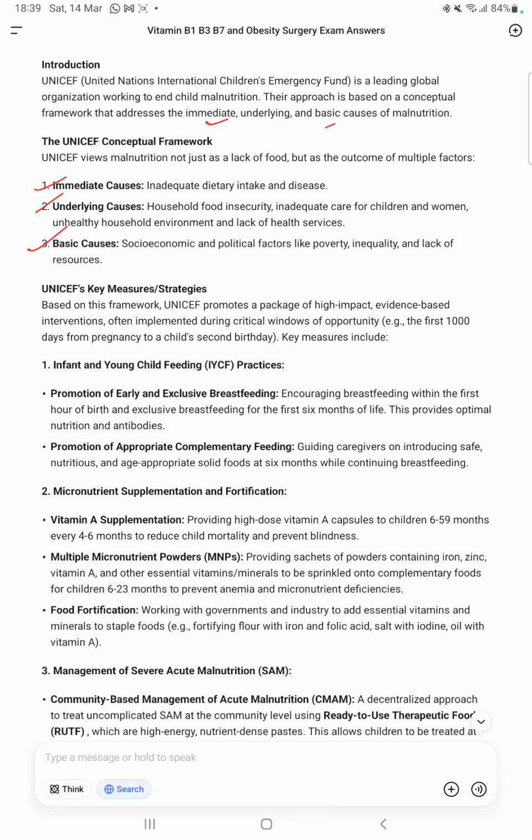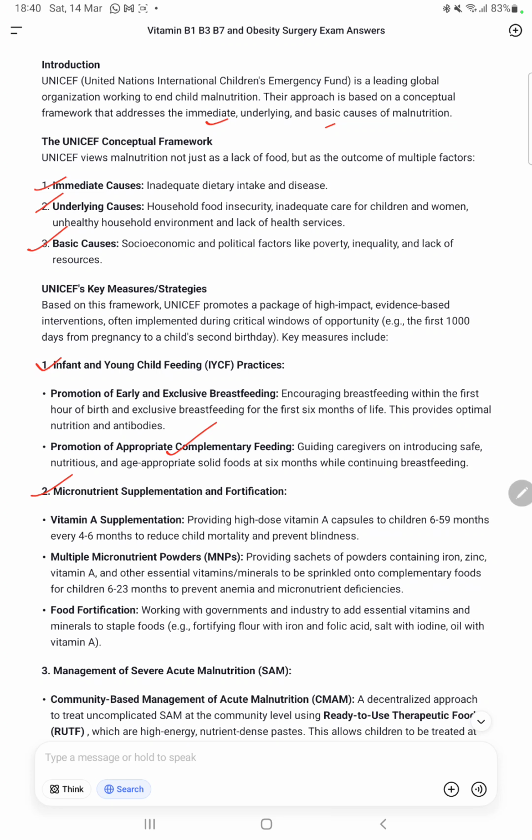The key strategies are IYCF, that is infant and young child feeding practices. So there should be promotion of early breastfeeding and exclusive breastfeeding for the first 6 months of life. Then promotion of appropriate complementary feeding that has all the nutrients. Then micronutrient supplementation, that is vitamin A supplementation, it should be started by 6 months of age to reduce child mortality and prevent blindness. It should be given from 6 months to 5 years of age.